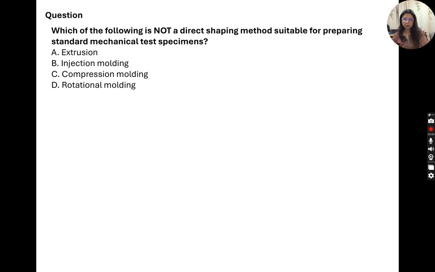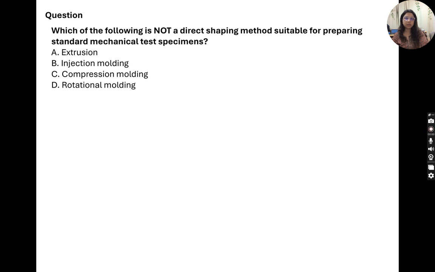Which of the following is not a direct shaping method suitable for preparing standard mechanical test specimens? They are asking how we can shape the specimens to measure mechanical properties, and which of the following shaping methods cannot be used to shape the specimens. The options are extrusion, injection molding, compression molding, or rotational molding. Which of these methods can we not use to make the specimens?